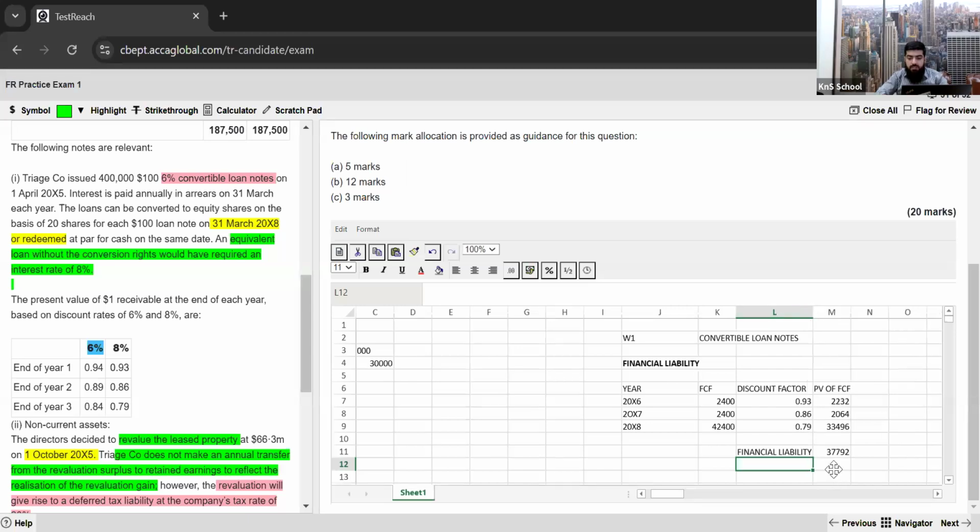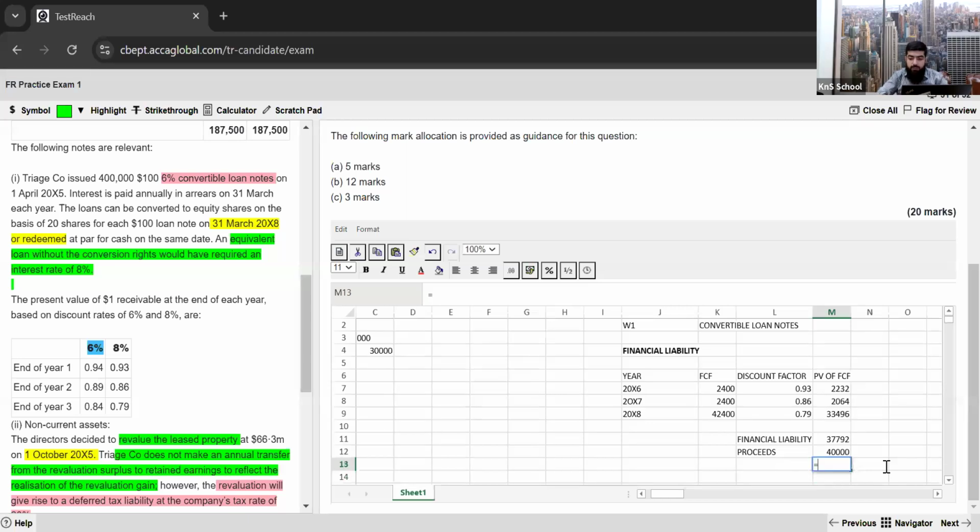The amount which we have received, that is the proceeds, is 400 multiplied by 100. So that is 40,000. And if you deduct the liability, so 2208 is basically the equity component. This is basically the equity component.